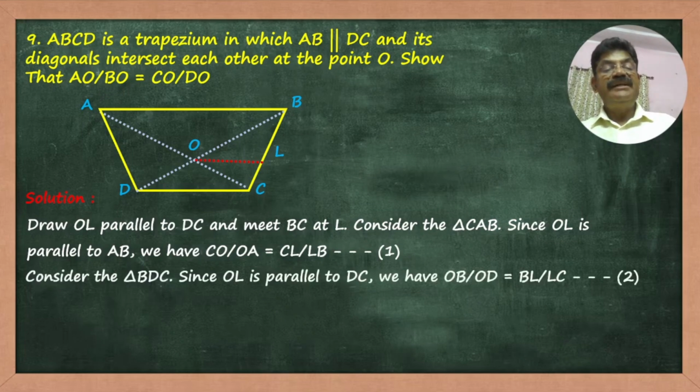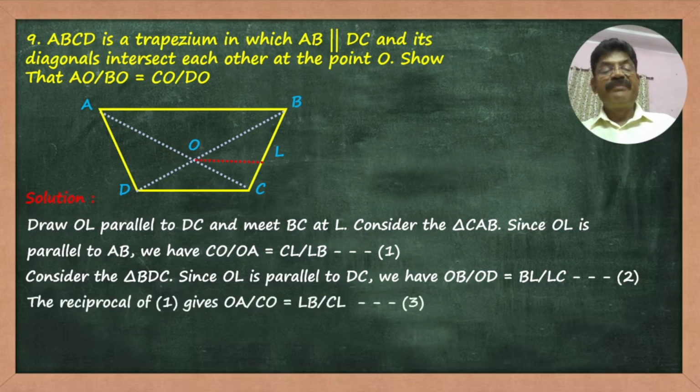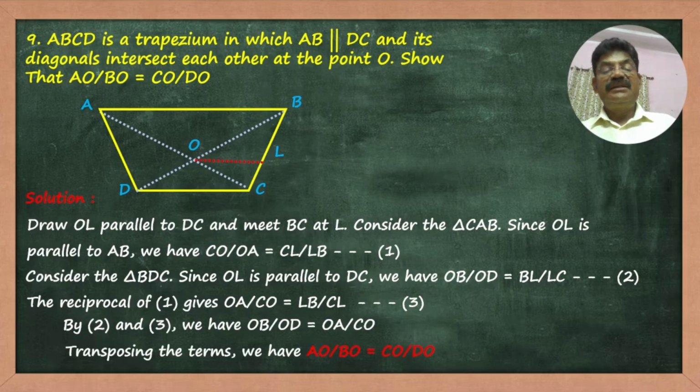Consider the triangle BDC. Since OL is parallel to DC, we have OB divided by OD is equal to BL divided by LC. You call this equation 2. The reciprocal of 1 gives OA divided by CO is equal to LB divided by CL. You call this equation number 3. By 2 and 3, we have OB divided by OD is equal to OA divided by CO. Transposing the terms, we get AO divided by BO is equal to CO divided by DO. Hence the solution.